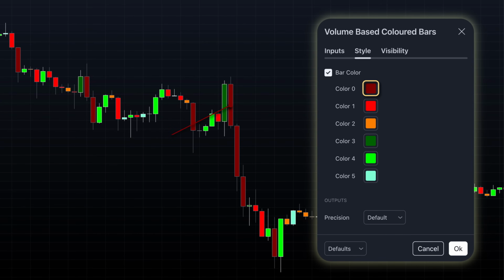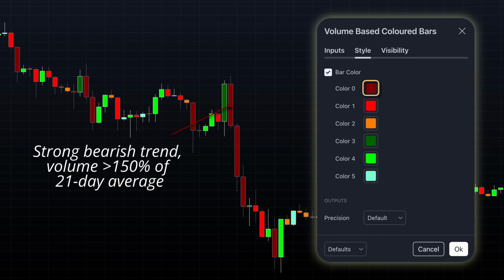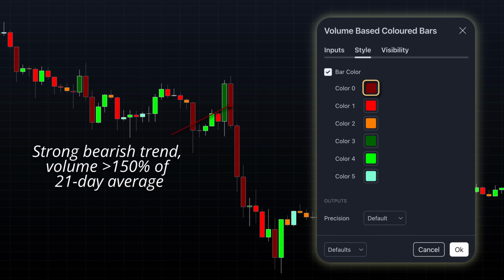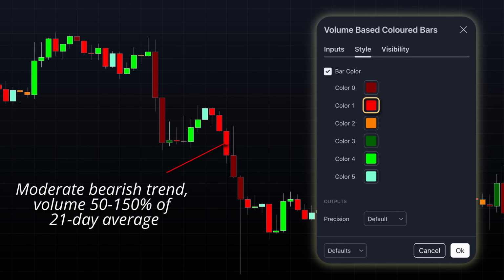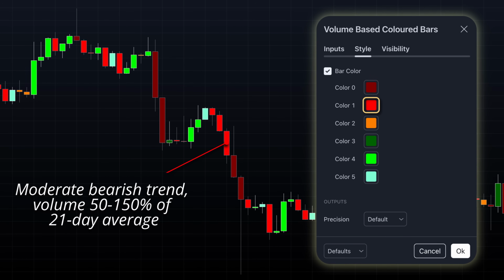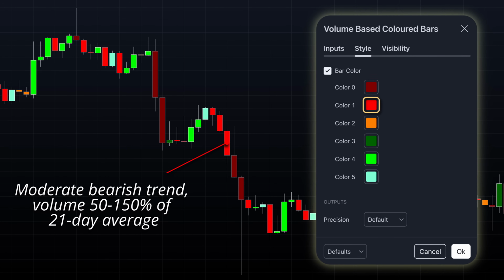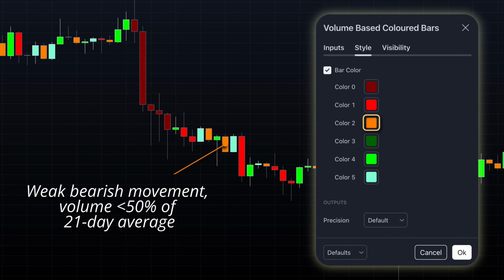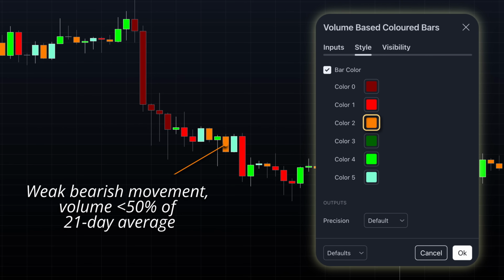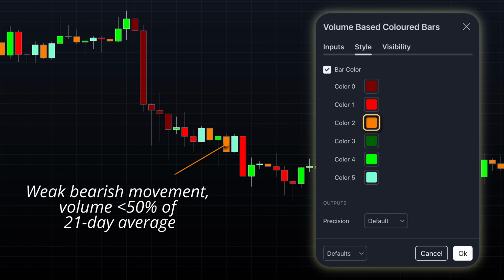Dark red bars indicate a strong bearish trend, with volume greater than 150% of the 21-day average. Red bars show a moderate bearish trend, where volume is between 50% and 150% of the 21-day average. Orange bars signal weak bearish movement, with volume less than 50% of the 21-day average.